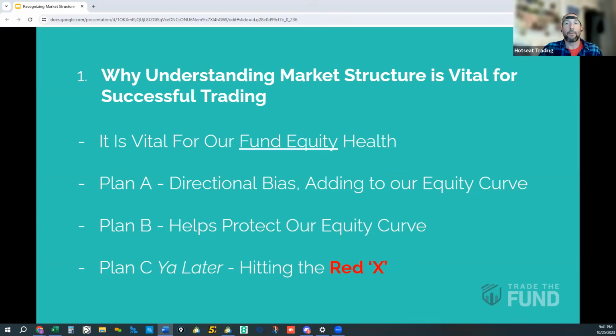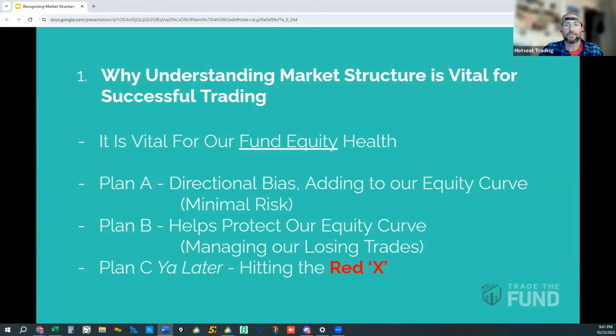So to put it another way, plan A adds to our equity curve with minimal risk. Plan B is us managing our losing trades while still adding to our equity curve and while working in and out of heavy risk exposure situations, with the goal of protecting our starting balance with little or no net losses on the session. Any profit in plan B is just icing on the cake.